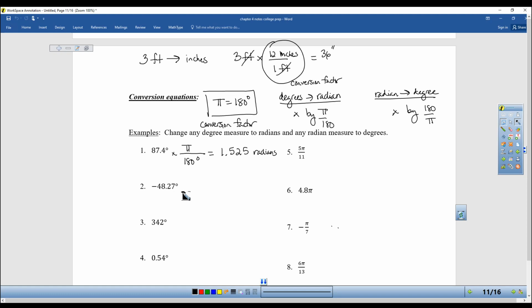So again, this is in degrees. If you want the degrees to go away, put it on the bottom so it'll cancel. And then the conversion factor is always pi and 180. You're either going to do the 180 on top or the pi on the bottom. Okay, I want the degrees to go away, so times pi over 180.